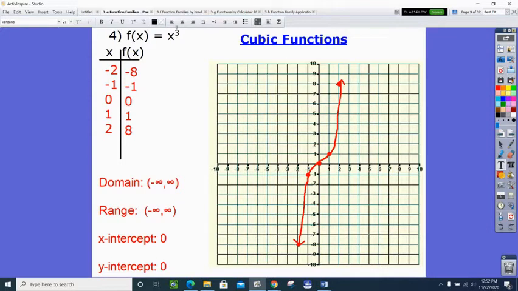Cubic, cube being that 3. And I call this graph the hurricane symbol. If you've ever seen on the Weather Channel, they have this symbol that kind of resembles this. So a cubic gives you that kind of a look.